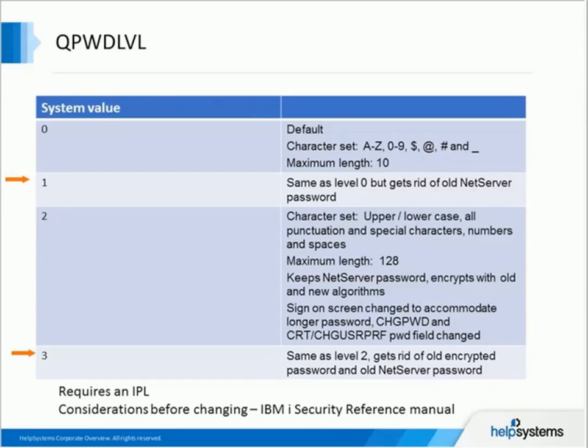The problem is if you ultimately want to get to 3, you probably want to get to 2 first, because it's very difficult to go backwards from level 3. So it's recommended that you go to 2, let it hang there for a little bit, and then go to 3, and that's your ultimate. Again, it takes an IPL to get through all of these levels, so that's a consideration to make. There are more considerations before changing if you look in the IBM i Security Reference manual.